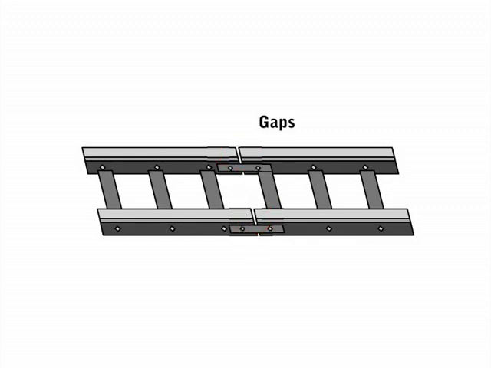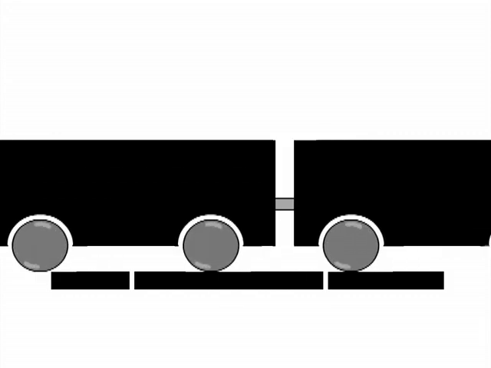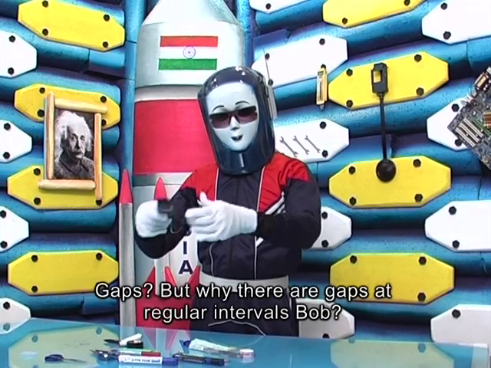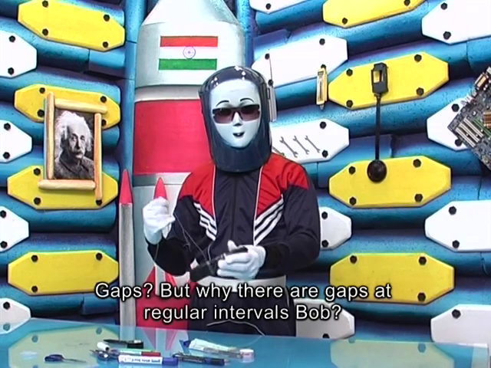Actually, the tracks are arranged with small gaps at regular intervals. When the train passes those gaps, it makes that sound. Gaps? But why are there gaps at regular intervals, Bob?